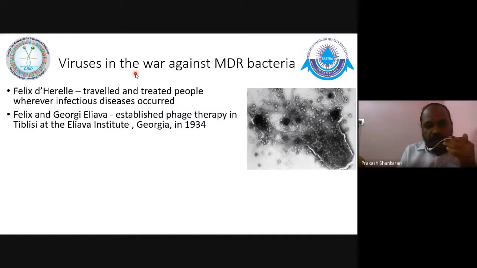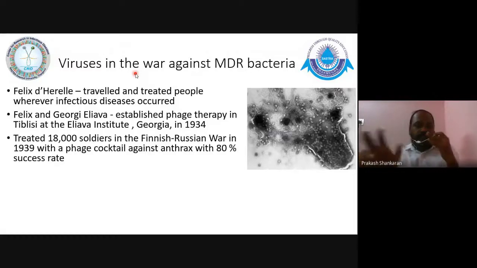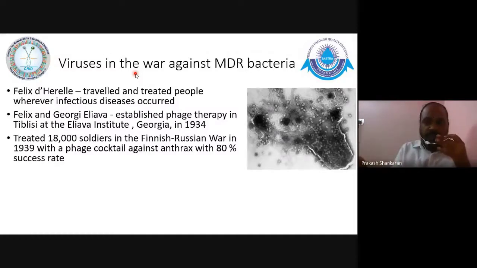And there is this scientist from Georgia, Georgi Eliava. Felix and George Eliava met. George Eliava invited Felix to establish a bacteriophage producing facility, or to visit his lab and do some work on bacteriophages. So Felix went to Georgia. They established this phage therapy at the Eliava Institute in Georgia in 1934. He stayed only 1.5 years, maximum 2 years there.